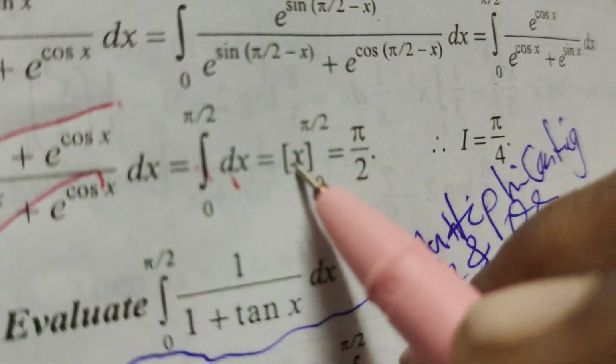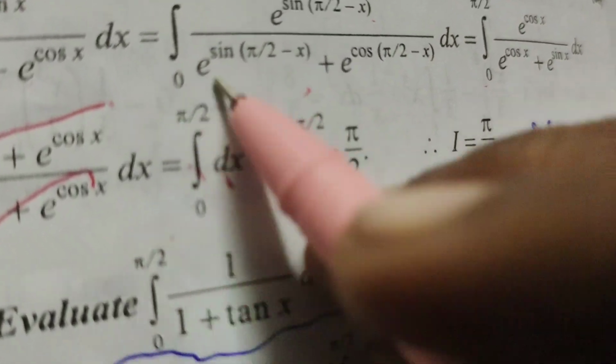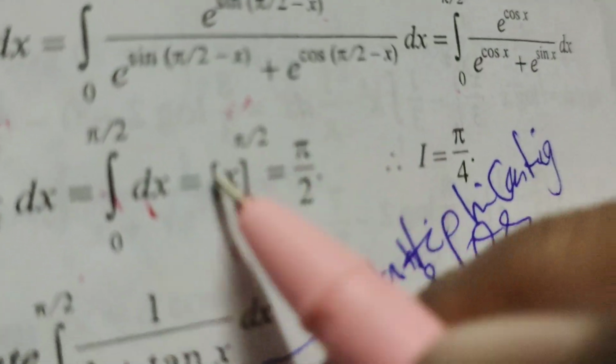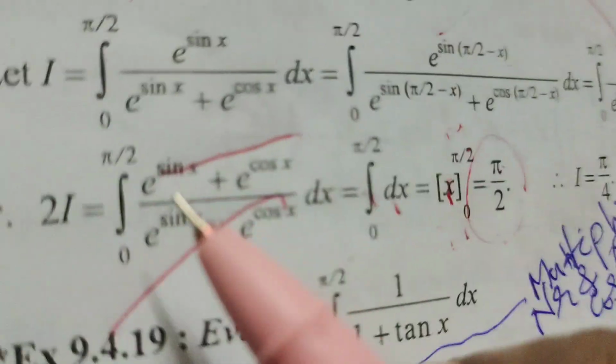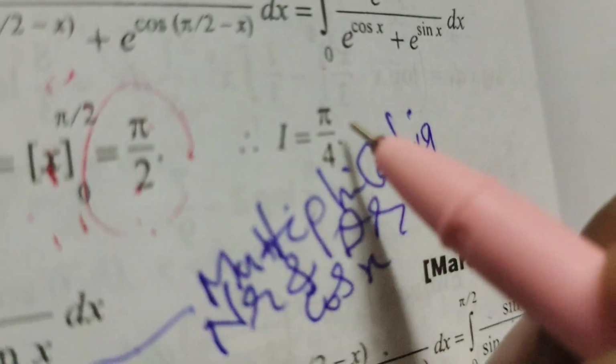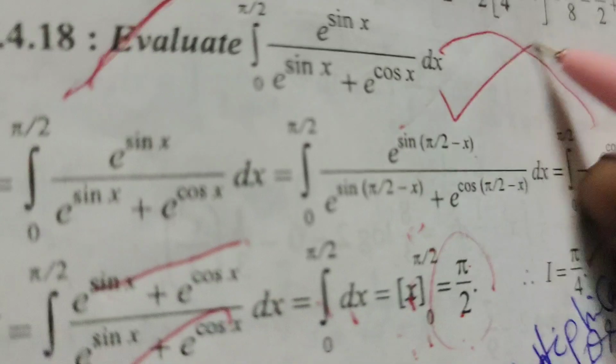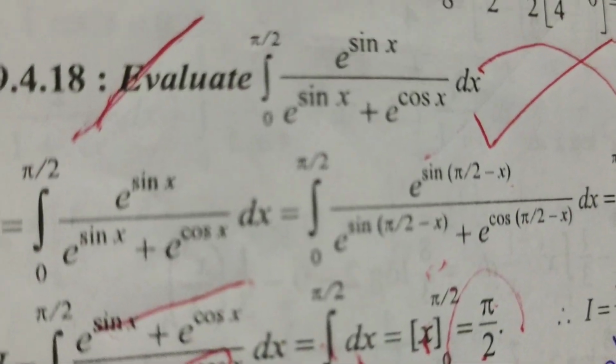Integrating dx means x. After that, substitute the limits 0 to pi by 2. First of all, substitute upper limit minus lower limit. Pi by 2 minus 0, pi by 2. 2I equals to pi by 2. I equals to pi by 4 is the solution in this evaluated definite integral problem. Okay, thank you.